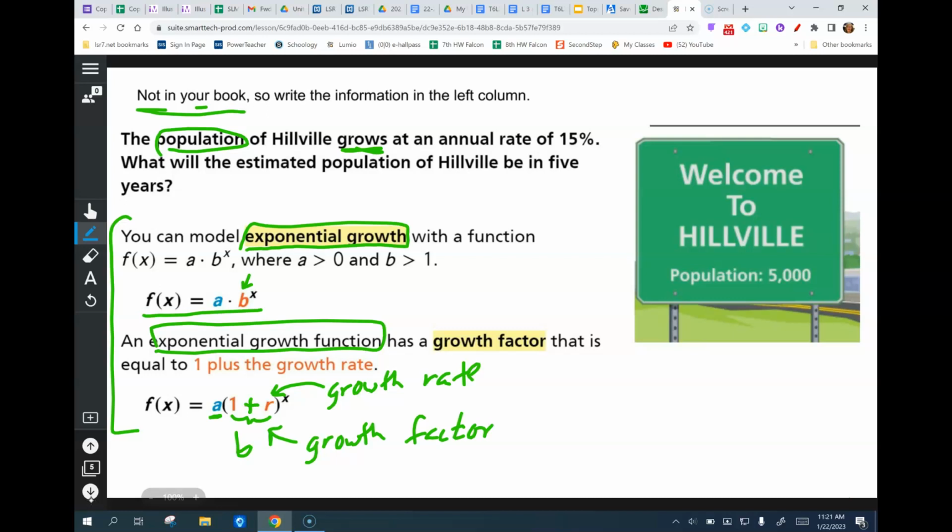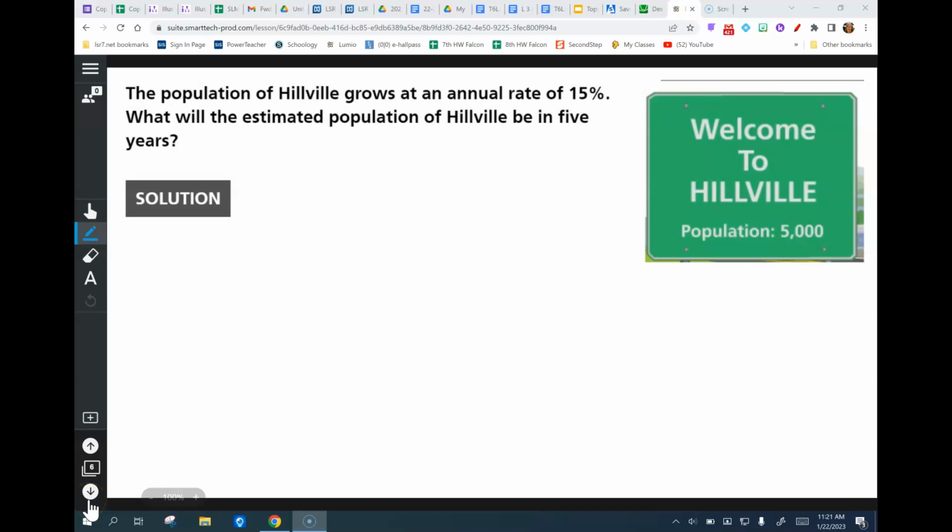So let's do this problem. So write this down. Exponential growth function. The growth factor is the 1 plus the growth rate. So put this in your note. Pause if you didn't already get it. So now that you know what a growth factor is, or you've written it down, let's write it for this exact problem. So let's read the problem again.